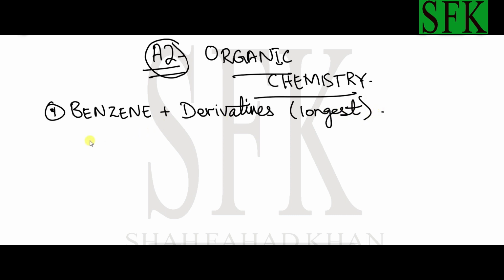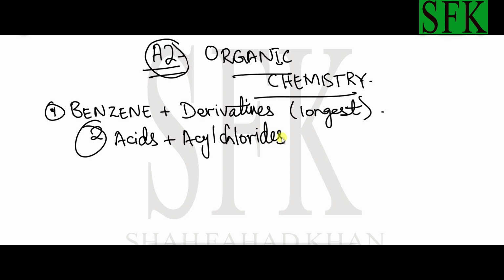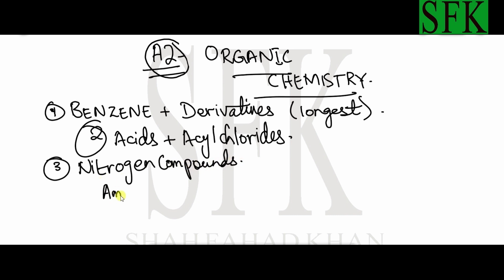Then followed by acids and acyl chlorides, acids and their derivatives. Basically, acyl chlorides are the derivatives of acids. This is the next topic. Then the third one is the nitrogen containing functional groups, so the nitrogen compounds. These include amines, amides, amino acids.